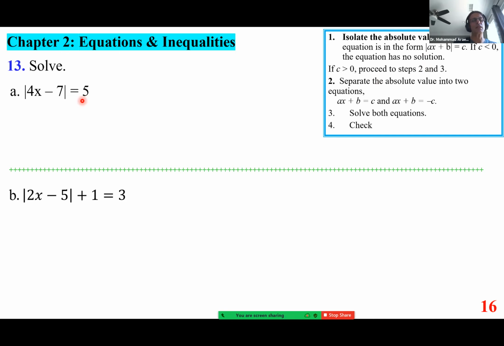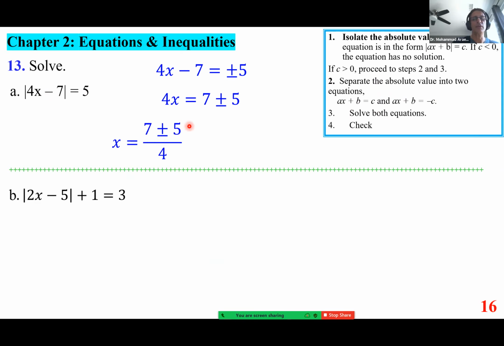But when it's positive, then you can say 4x minus 7 equals 5, and 4x minus 7 equals -5. You have these two equations, and you're going to solve and check. So we're going to have plus minus 5. We will move the -7 and make it +7 on the other side. We divide by 4.